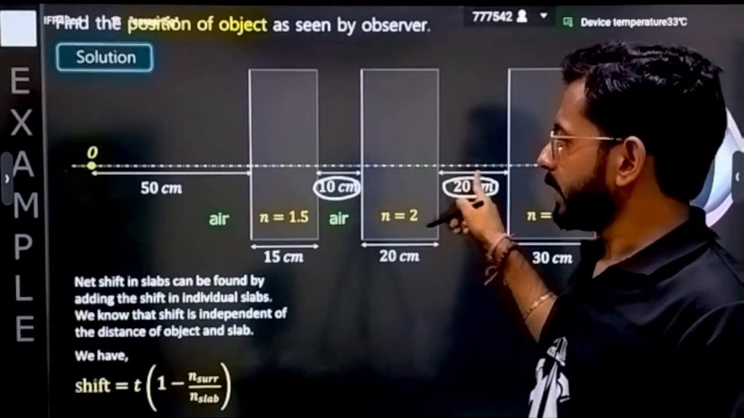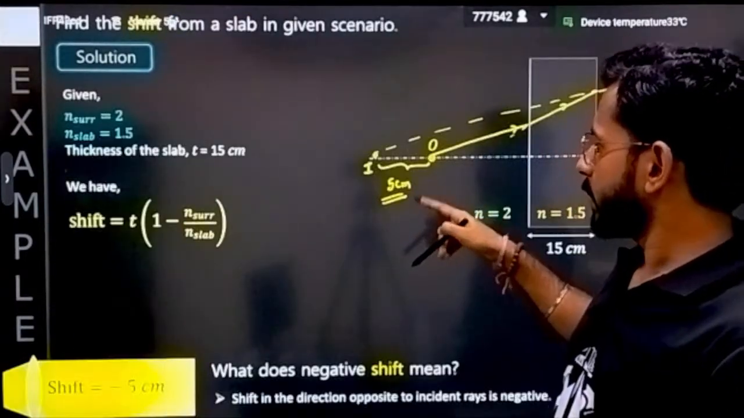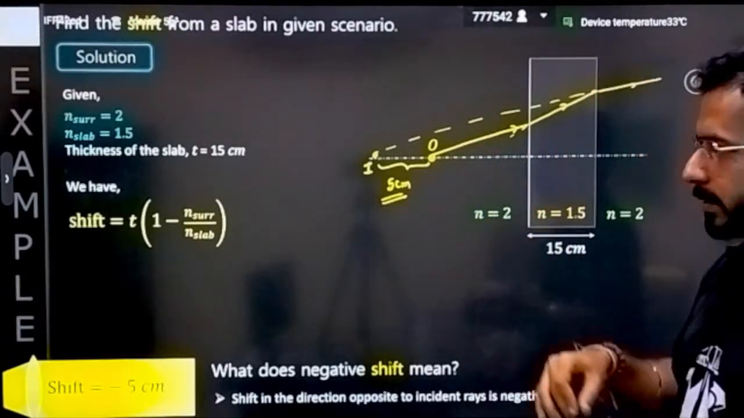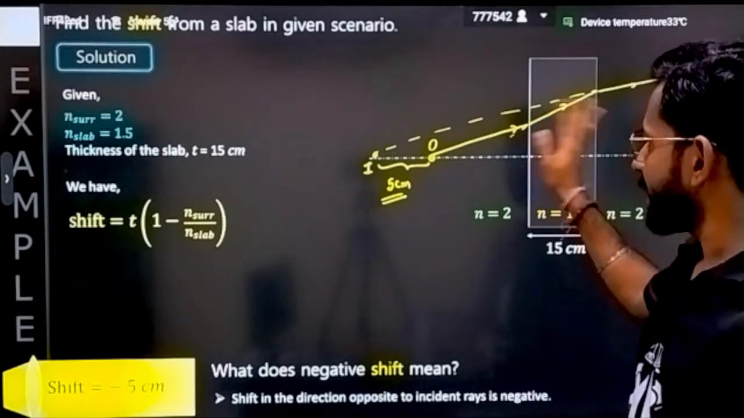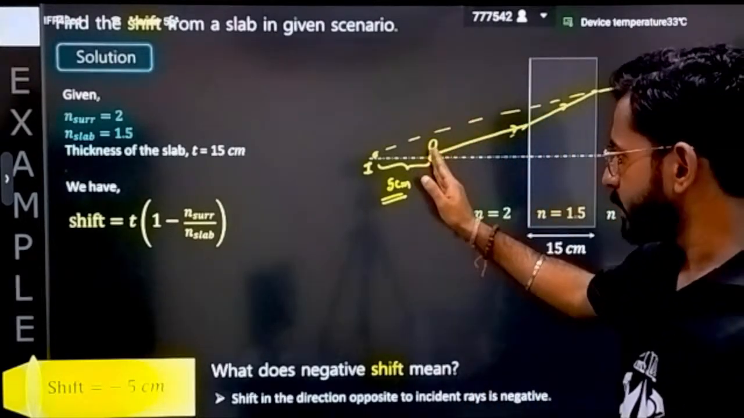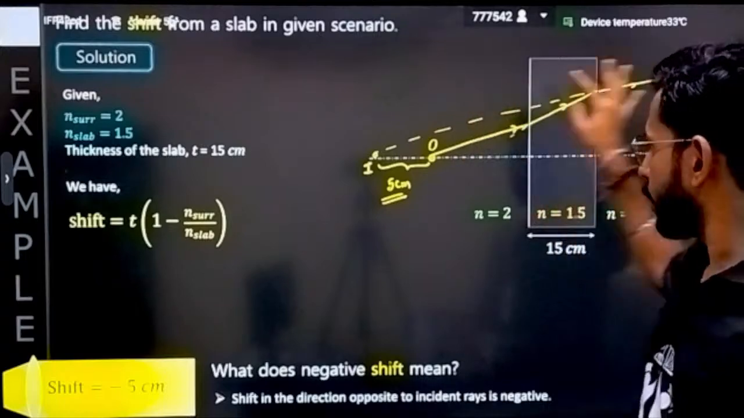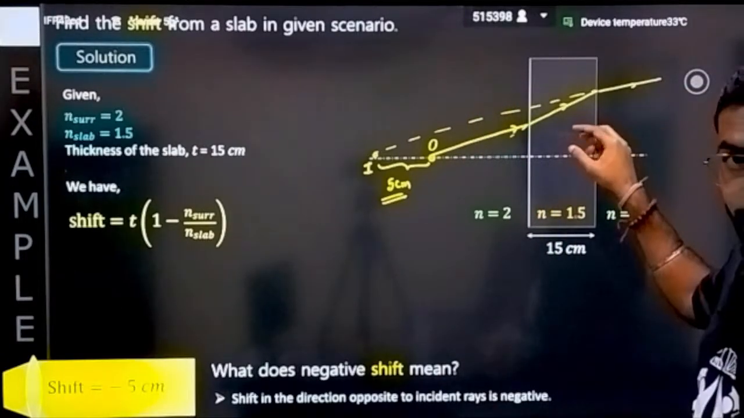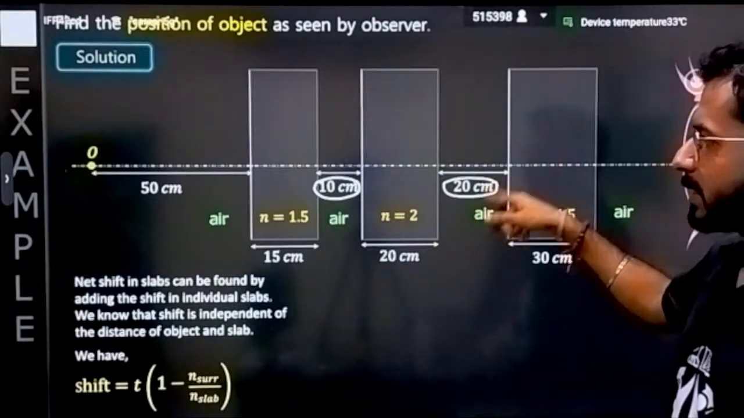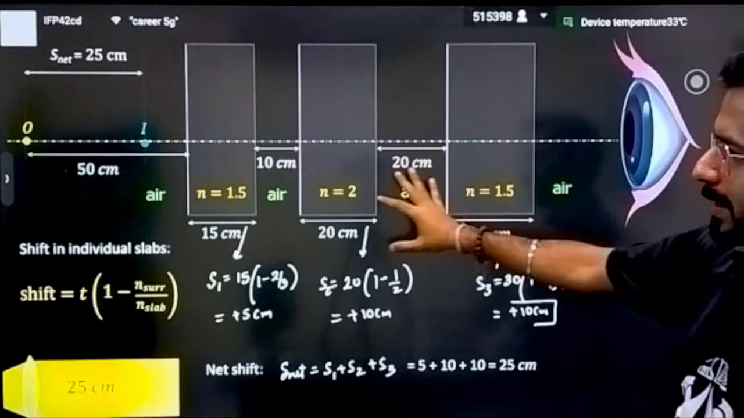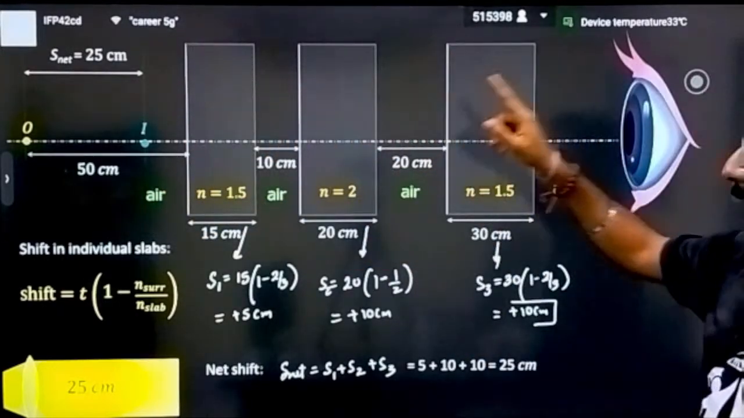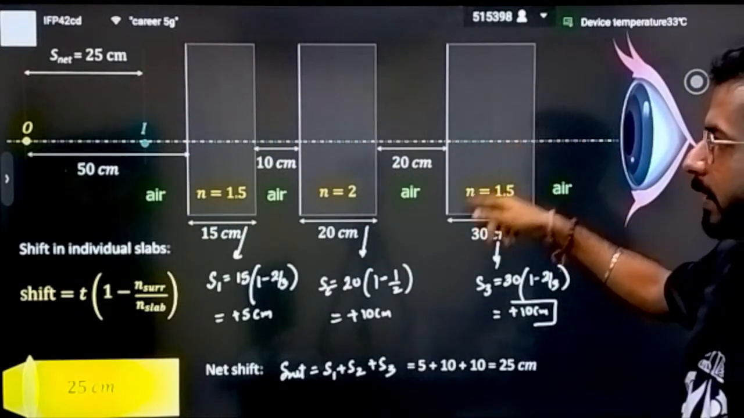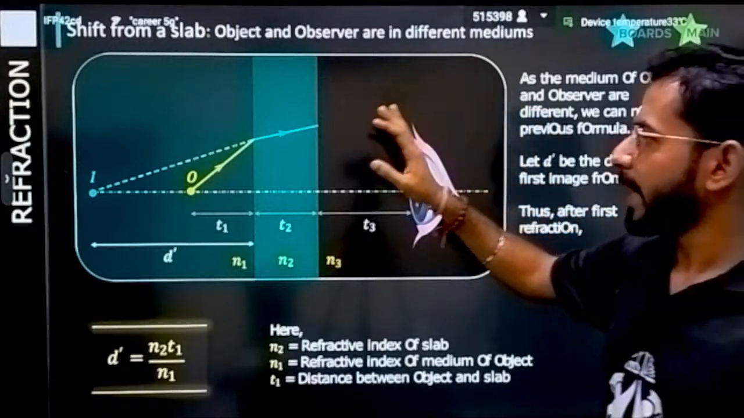Now we will see what was happening in these cases. In the scenario we calculated, both sides were the same medium, that means the object and the observer were both in the same medium. Object is in air and observer is also in air. But let's suppose the condition is given like this.